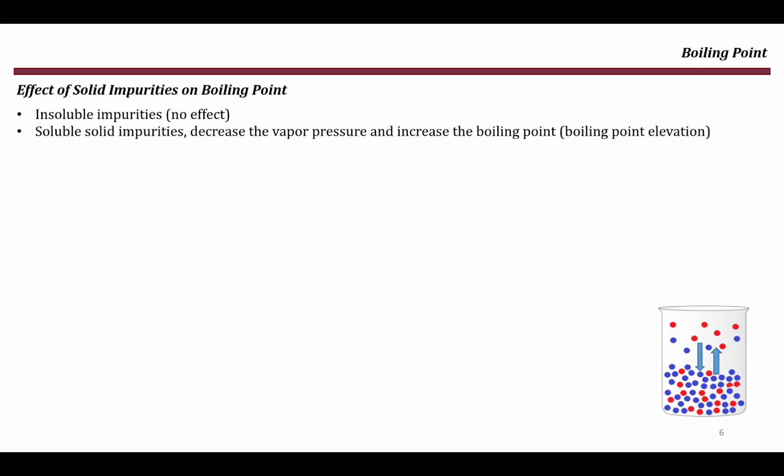Now, what is the effect of the presence of impurities on boiling point? If these impurities are insoluble, then they are not going to affect the boiling point. Let's say, for example, you added a solid compound to a liquid, and this solid compound didn't dissolve in the liquid. This solid compound will not have an effect on the boiling point. If the solid impurities are soluble, then the vapor pressure of the liquid will decrease, and because of this, the boiling point will increase. This is called boiling point elevation. So insoluble compounds, no effect. Soluble compounds will increase the boiling point of a liquid.